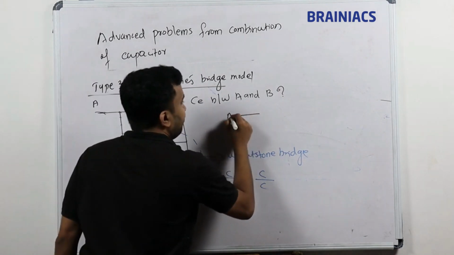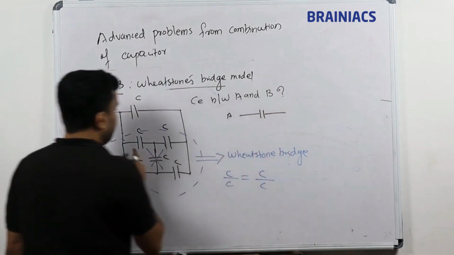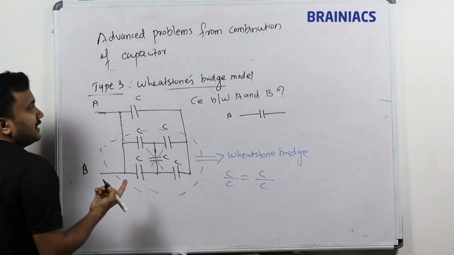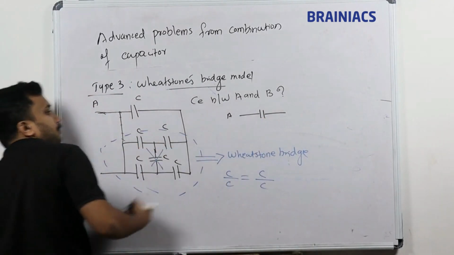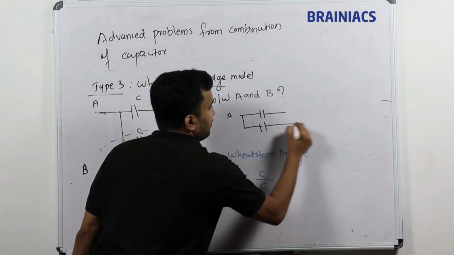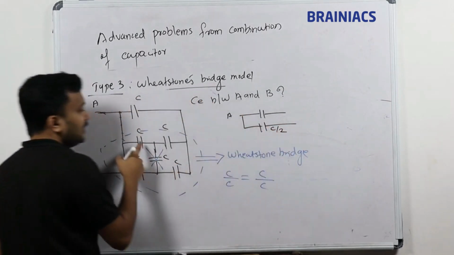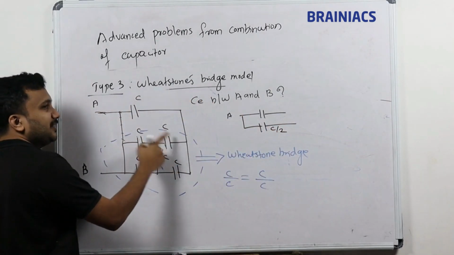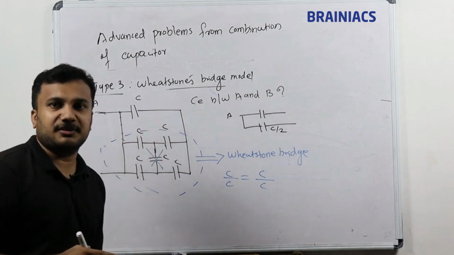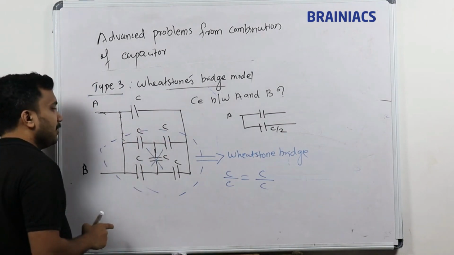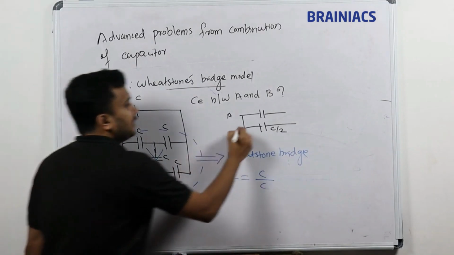So we have A here and we have a network. This C and C series connection, we have removed the middle one. So this becomes what? Two C's are in series. C1 C2 divided by C1 plus C2, you will get an answer equal to C by 2. Bottom also is a series connection.